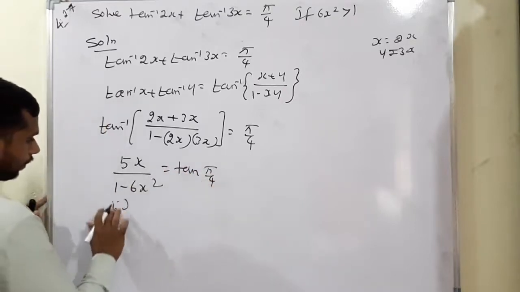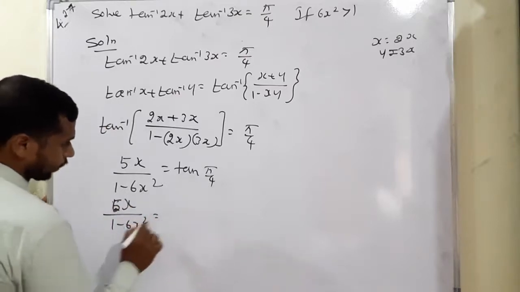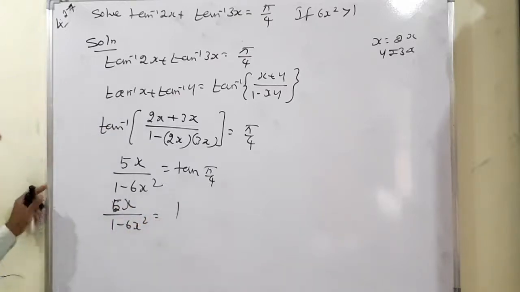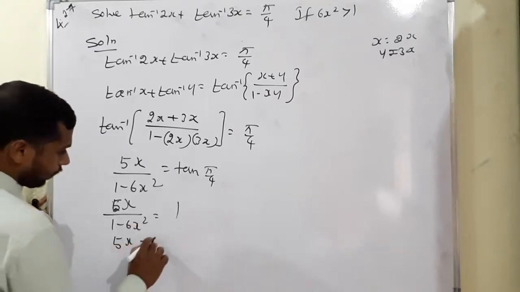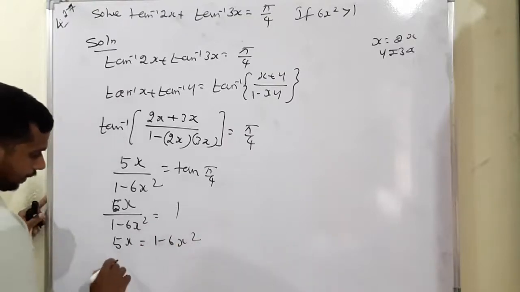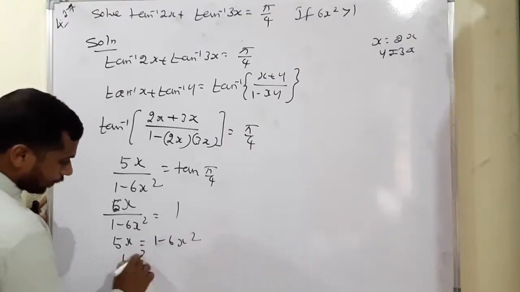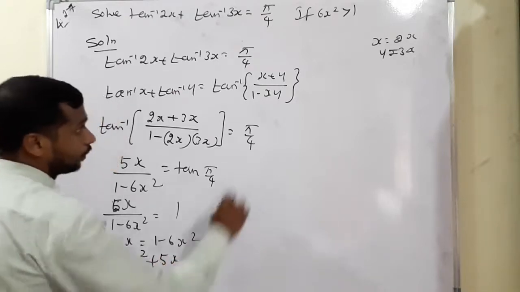Again, 5x divided by 1 minus 6x square is equal to tan pi by 4, whose value is 1. Cross multiplying, 5x is equal to 1 minus 6x square. Therefore, moving minus 6x square to the other side, it becomes positive: 6x square plus 5x minus 1 is equal to 0.